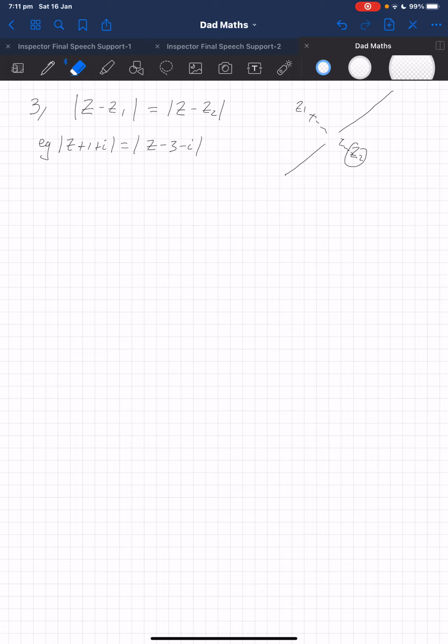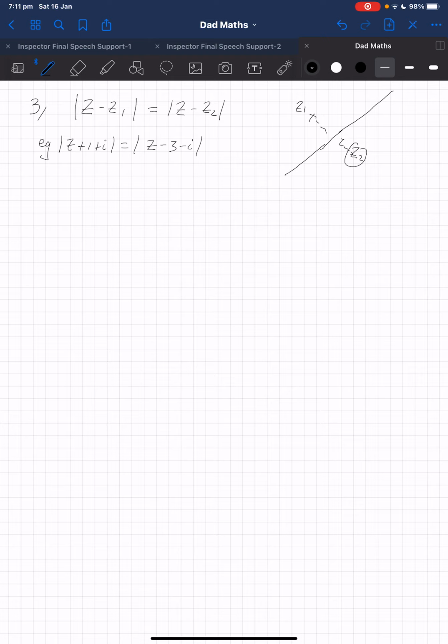1 point here. Let me just undo that. 1 point. Let's go back. So 1 point here. At a longer distance, 2 points here. Bigger distance, 2 points here. Bigger distance, 2 points there, and so on.